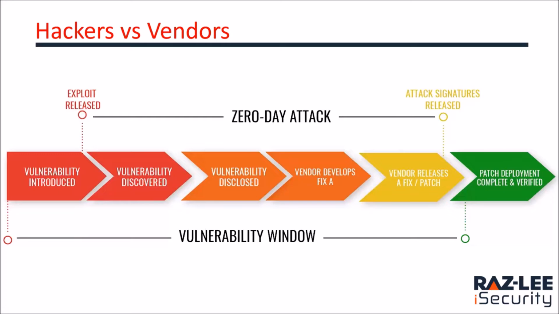exploit release and the attack signatures release is the time we call a zero-day attack, because there is no patch verified to solve the problem in that window of time. This is also called the vulnerability window, because from the moment you have the flaw in the software until you have the patch, it's all the time they have to execute this attack and exploit the vulnerability.